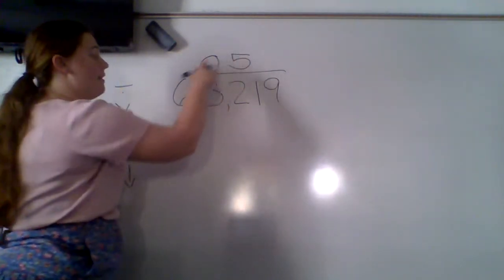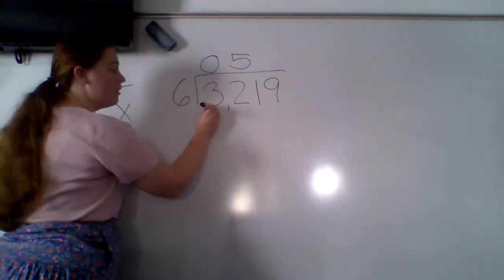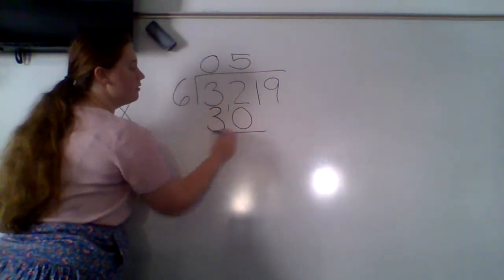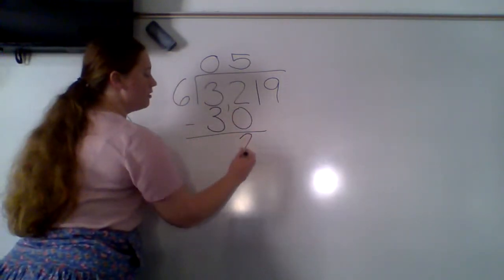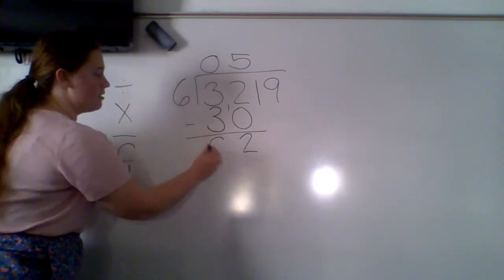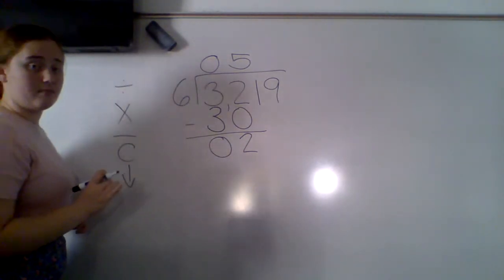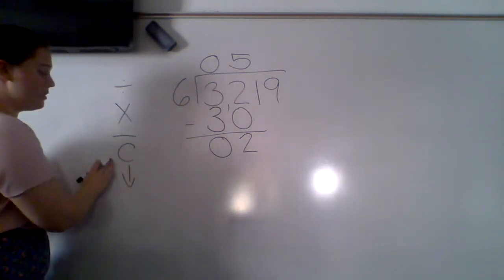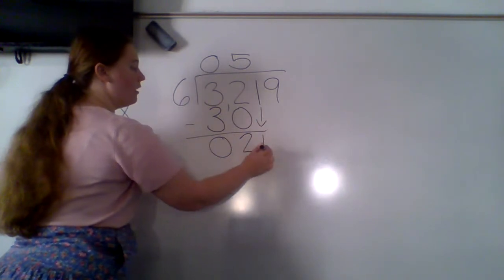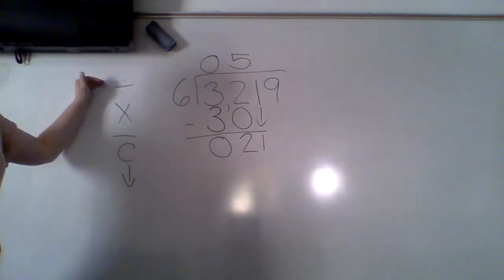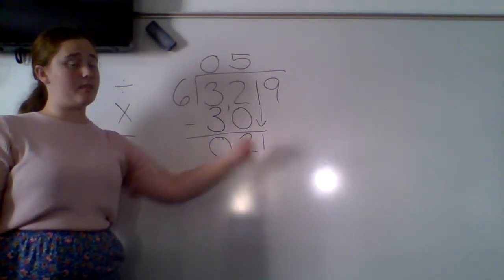Okay, 5 times 6 is 30. 2 minus 0 is 2, and 3 minus 3, of course, is 0. Is 2 smaller than 6? Good. So it's a good comparison. I'm going to bring down the 1. Now I'm going to go back up and divide. 6 will go into 21. How many times?